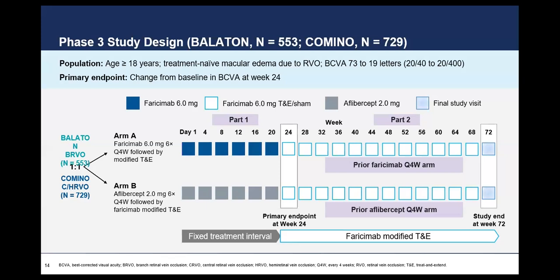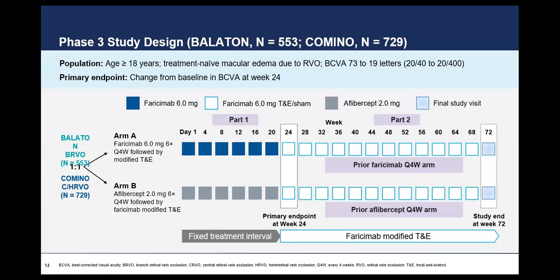Primary endpoint: change of best corrected vision from baseline at week 24. So you're counting from day 1 to week 24, which is 6 months. And there were 2 arms in both of the studies. One arm had faricimab, which is a 6 milligram dose, given monthly up to week 20. So those are 6 injections. The other arm had aflibercept, which was given monthly up to week 24 again. So you see there are 6 injections.